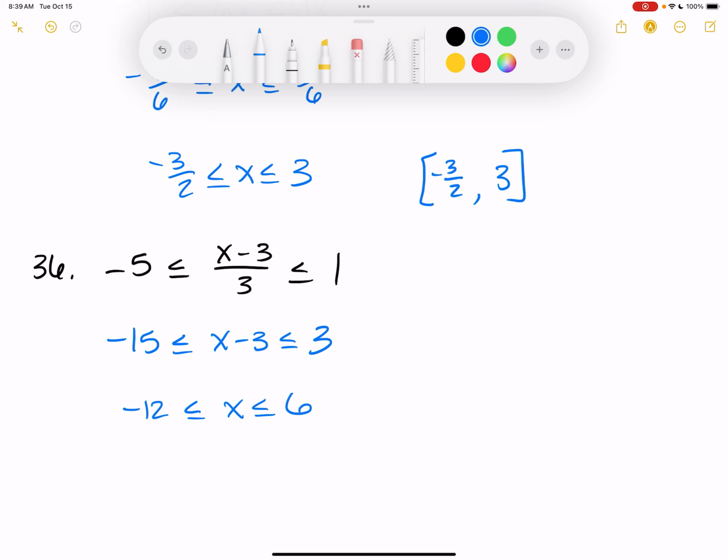So now x is anywhere in between negative 12 and 6, including negative 12 and 6. So my interval will be from negative 12 to 6 with brackets. The other thing is you could potentially have one where one of them is an or equal to and the other one is not. So just make sure you pay attention to the inequalities to know if it's going to be a bracket or a parenthesis, if it's just less than, just greater than, or an or equal to.